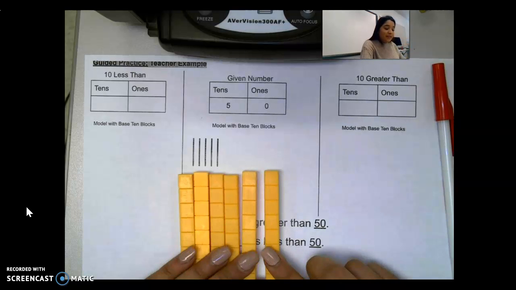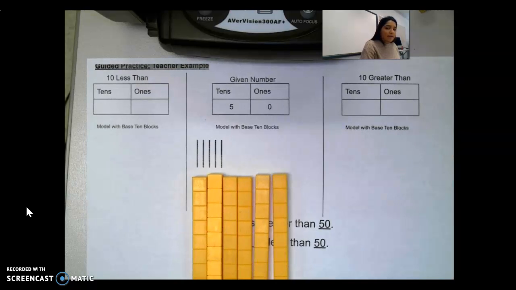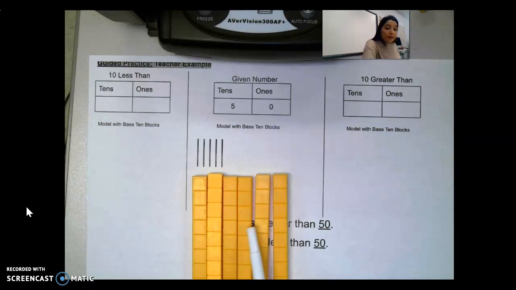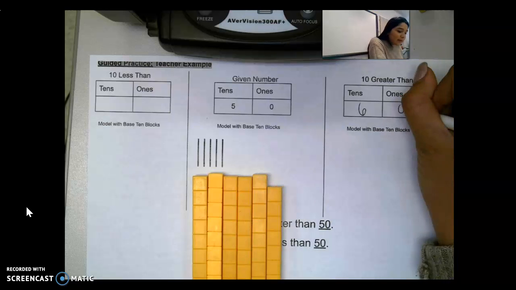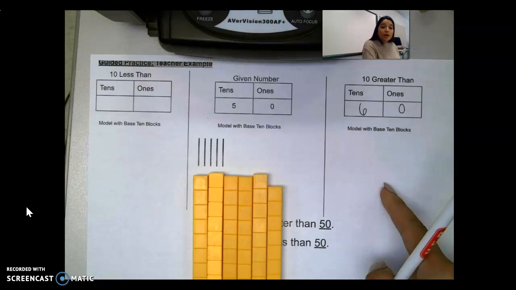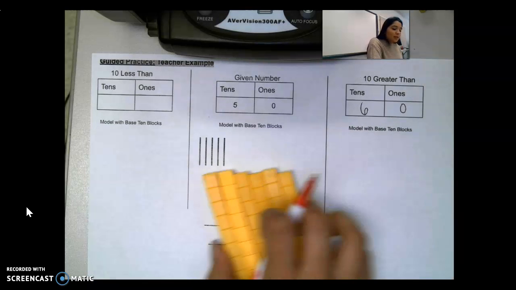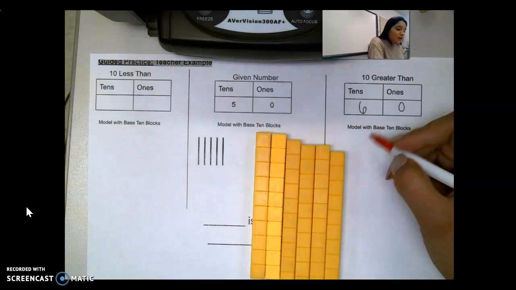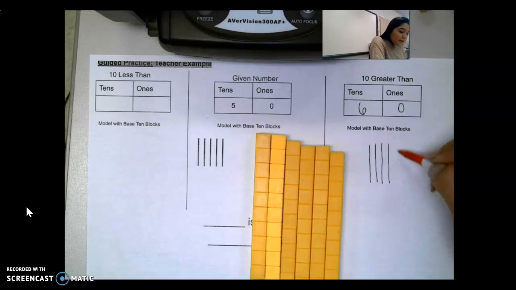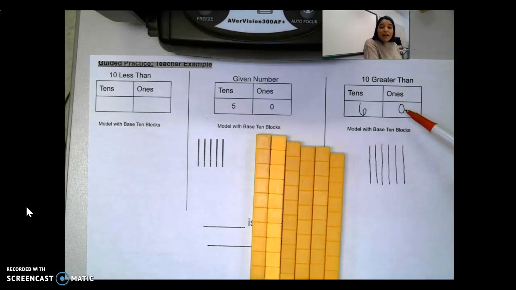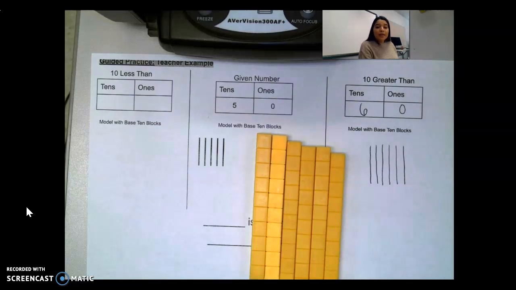Boom. Now let's count how many tens we have. So 1, 2, 3, 4, 5, 6. We have 6 tens. And did we add any ones? No, we just added a 10 long. So we have 0 ones. Now we're going to draw it and model it with our base 10 blocks. So we have 6 tens. 1, 2, 3, 4, 5, 6. And we don't have to draw any ones because we have 0 ones.